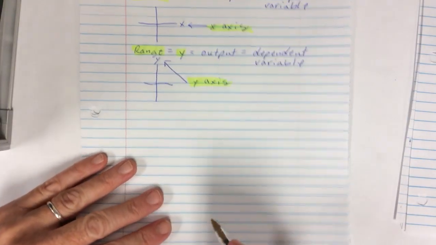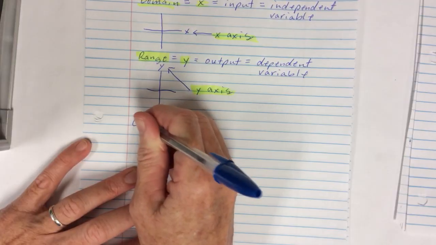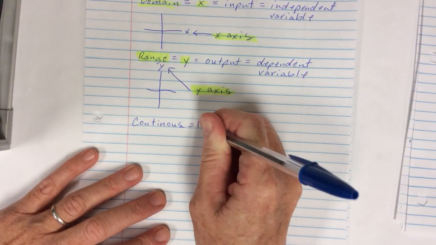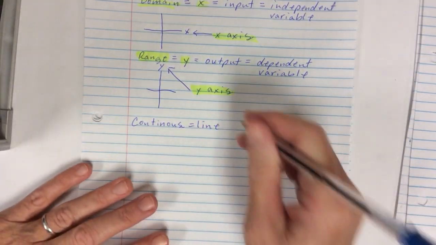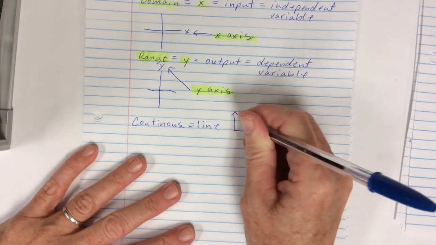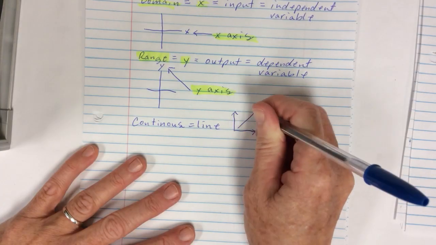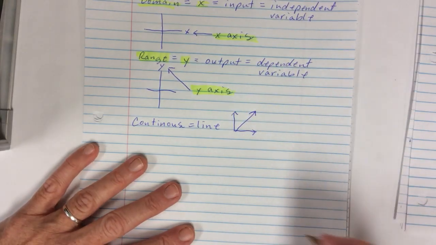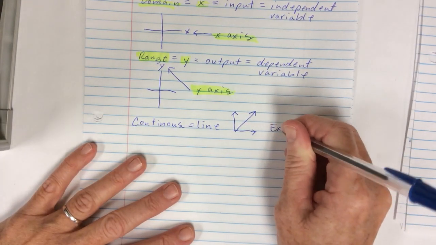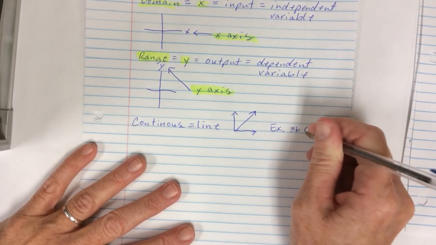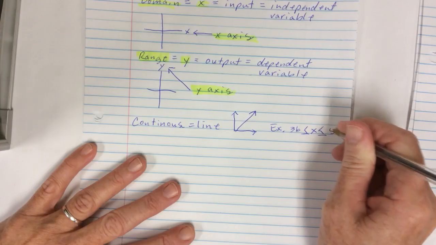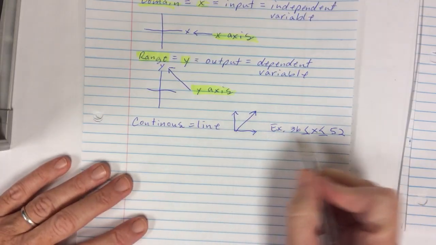The next two vocabulary words are continuous, which means a line, a solid line. Example would be this. It's continuous. It might have specific points, which we'll go into later, like 36 is less than or equal to x, which is less than or equal to 52. It's just an example right there.